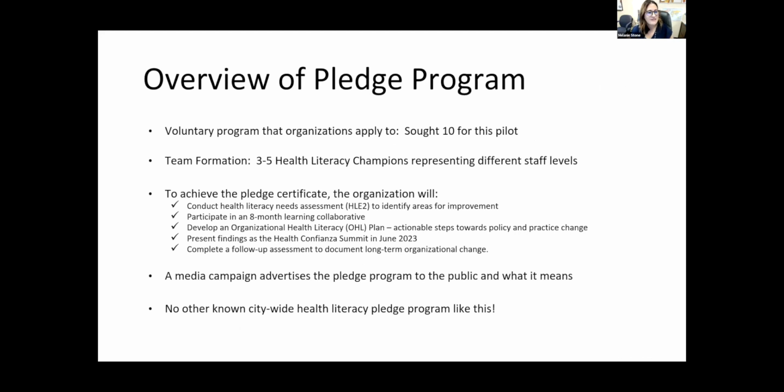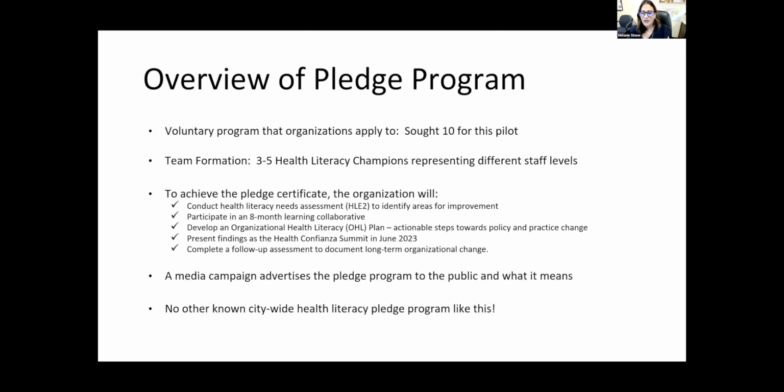So this novel idea of organizations taking a pledge to improve health literacy was somewhat influenced by the fact that many organizations in our community were getting certified in trauma-informed care as part of a citywide initiative. So we liked that model. We actually tried to research what a health literacy pledge model might look like, but we couldn't find any such organized pledge programs in the literature. So we started from scratch.